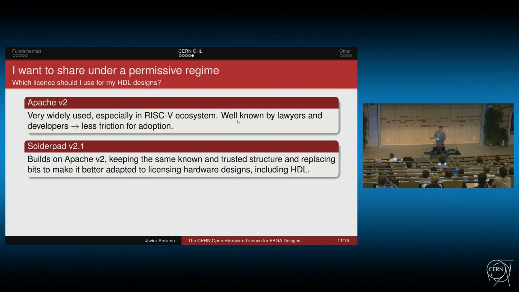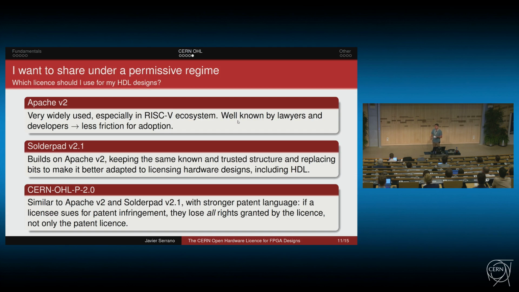If you're uneasy about the software language in Apache and you want the same but for hardware, then SolderPad is a good option because it provides some kind of dictionary. Basically, the license says, take Apache v2 and replace this bit by this bit by this, in particular in the definitions, so it's an Apache for hardware. And then, of course, there's the permissive variant of the CERN Open Hardware License. It is largely equivalent to Apache v2 and SolderPad in the type of things it expects from licensees, except it has stronger patent language.